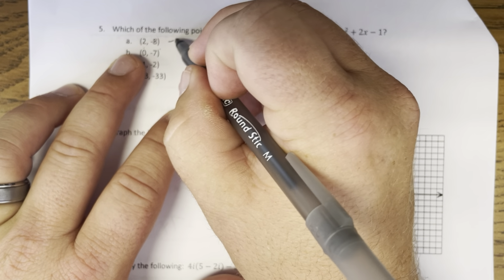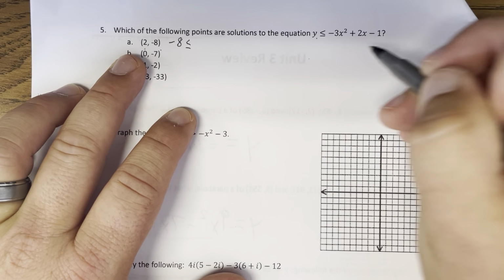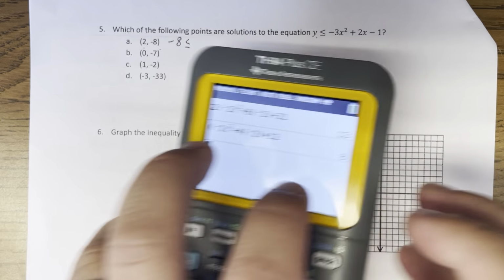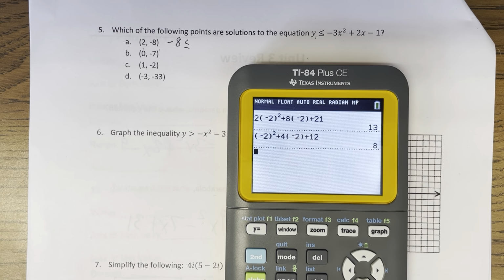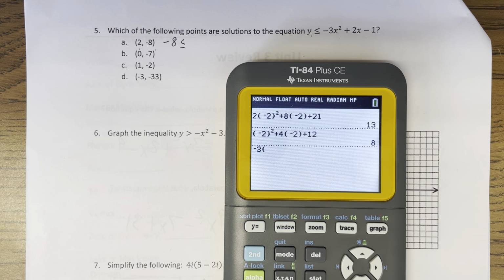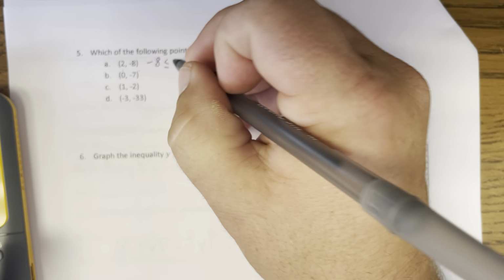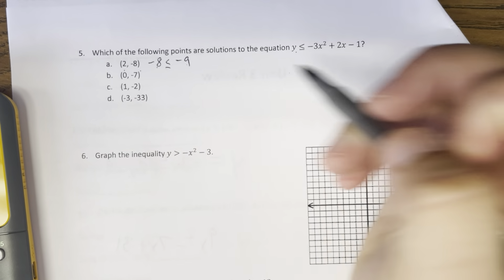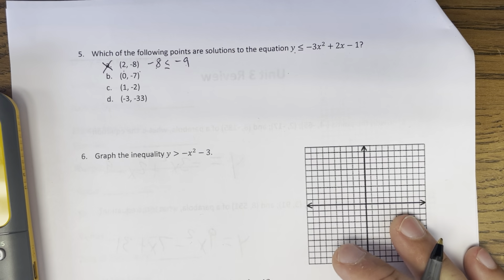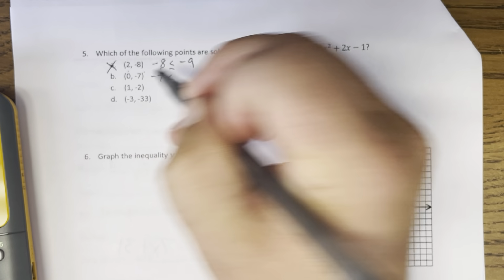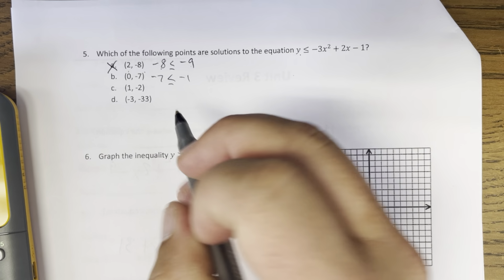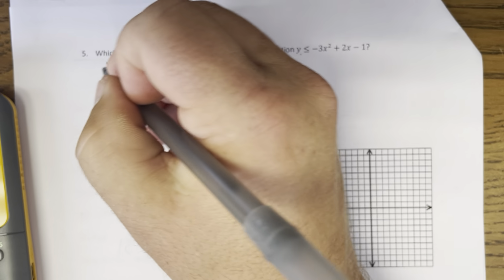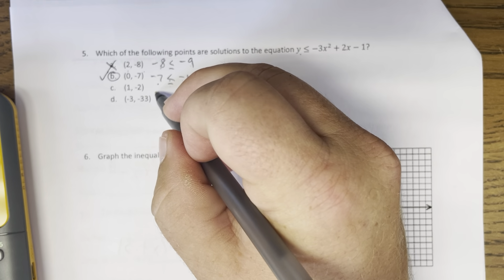On the first one, -8 is less than or equal to, and I'll come over here to the side, or you can just go in our calculator. So I've got -3 times 2 squared plus 2 times 2 minus 1. That's -9. Is -8 less than or equal to -9? No, that's not a correct solution. This next one's a little bit easier, having a 0. Those are going to cancel out, leaving -1. Is -7 less than or equal to -1? Yes, that's a true statement.